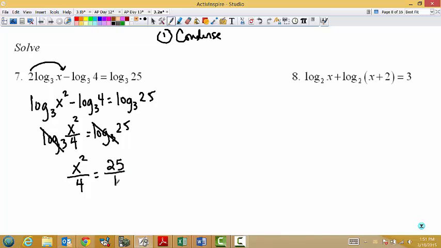And then you could just cross multiply. X squared equals 100. And then how do you get rid of squared? You take the square root. X equals plus or minus 10.